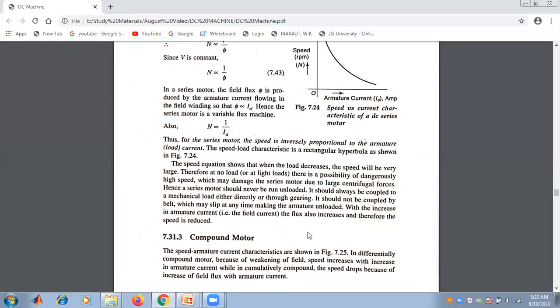So, for that particular reason, a DC series motor should never be run unloaded. It should always be coupled to a mechanical load, either directly or through gearing. It should not be coupled by belt, which may slip at any time, making the armature unloaded. With the increase in armature current, that is field current, the flux also increases and therefore the speed is reduced.